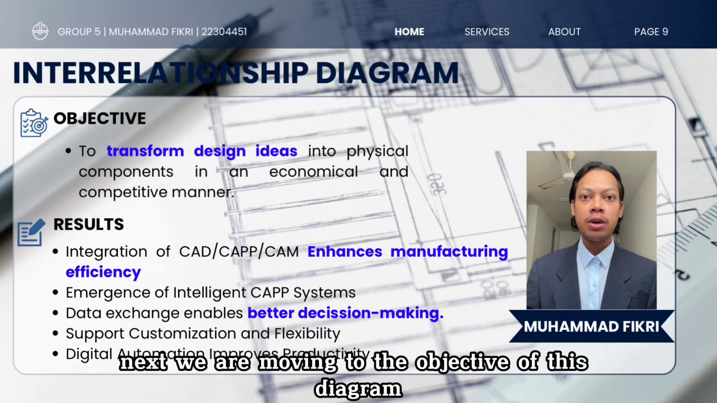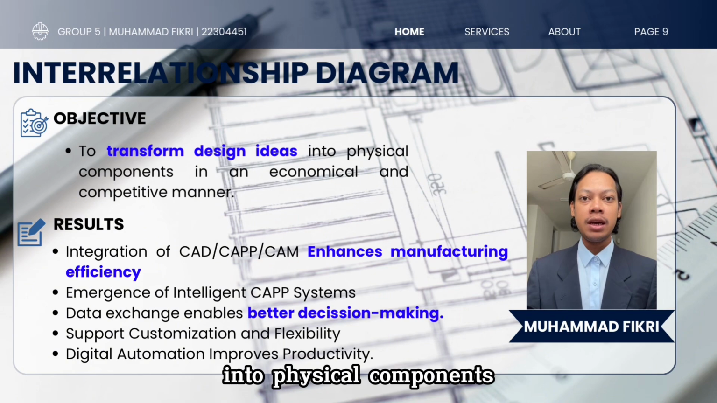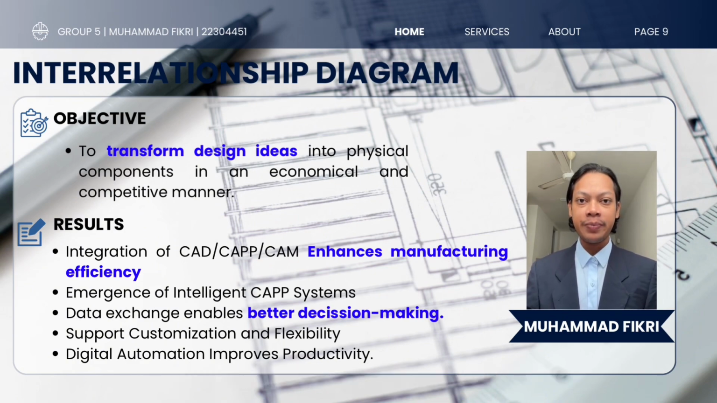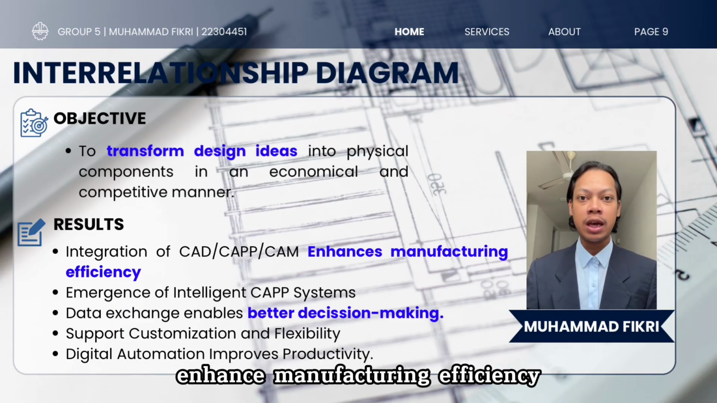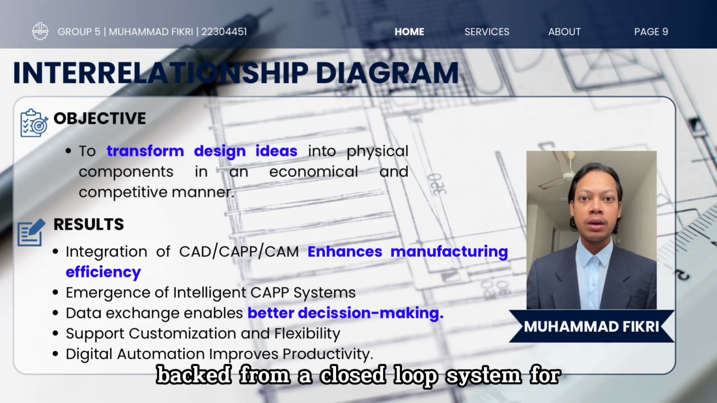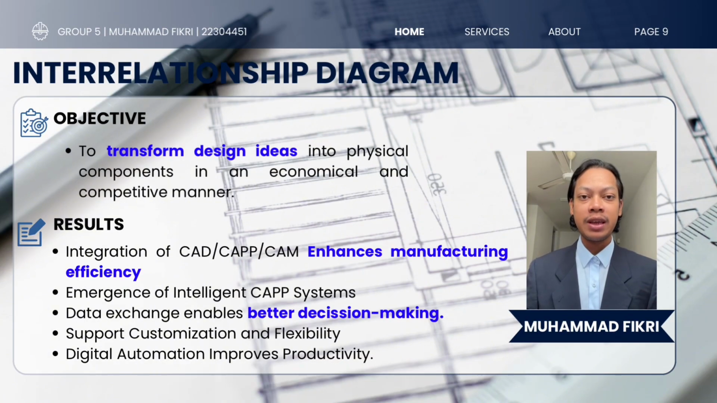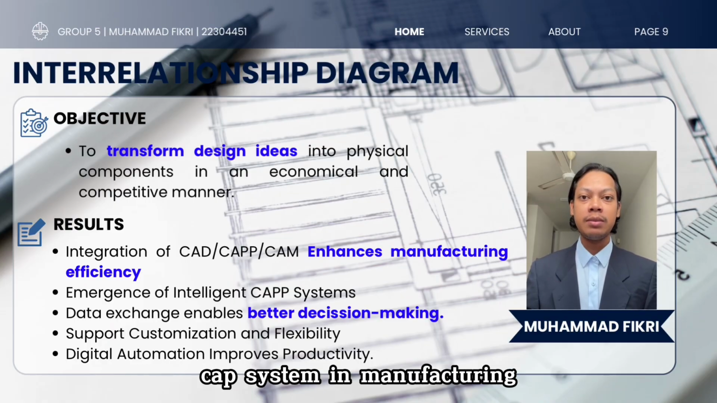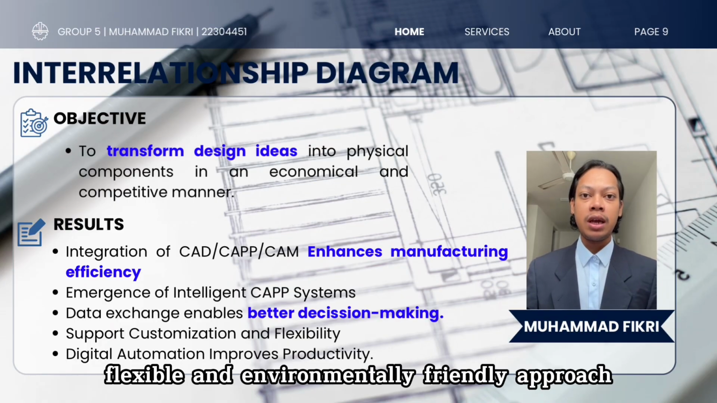Next, we are moving to the objective of this diagram. This diagram occurs to transform design ideas into physical components in an economical and competitive manner. The integration workflow of these three components enhances manufacturing efficiency through a closed-loop system for optimizing the manufacturing process. It is also the emergence of the intelligent CAPP system in manufacturing, which involves an advanced, flexible, and environmentally friendly approach.